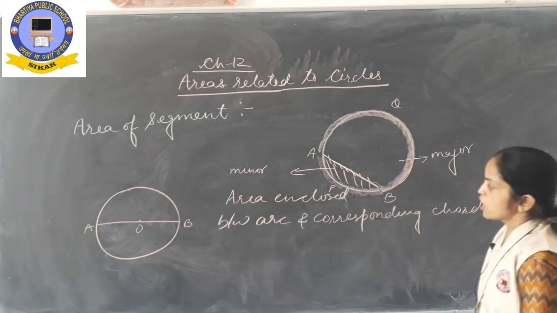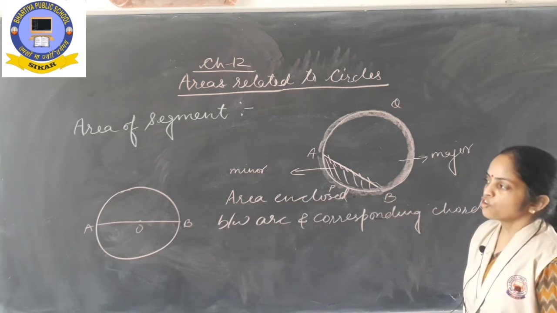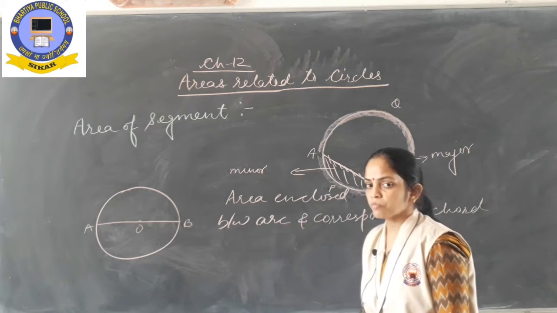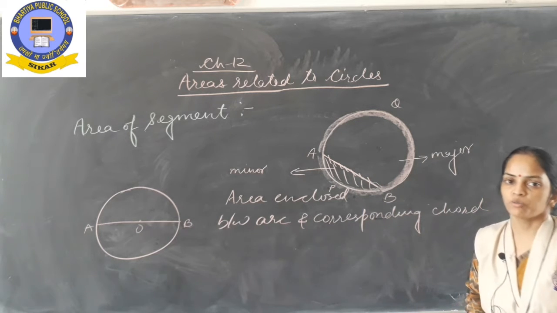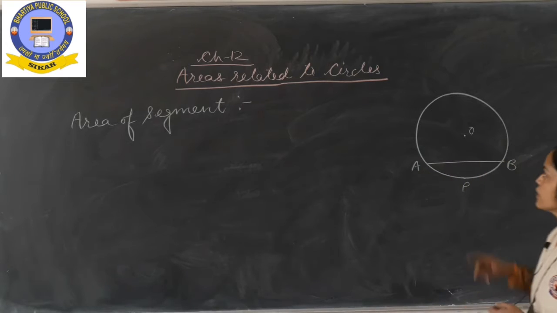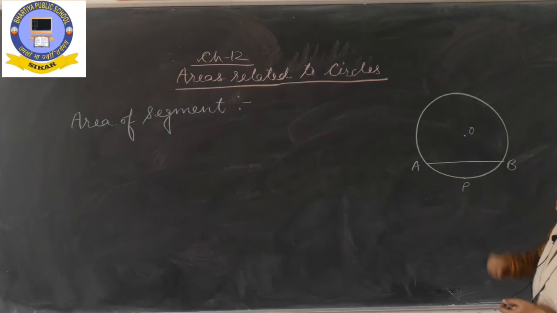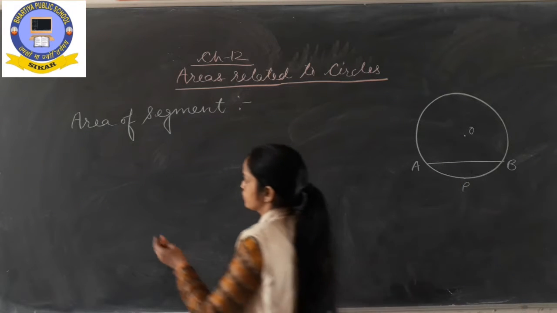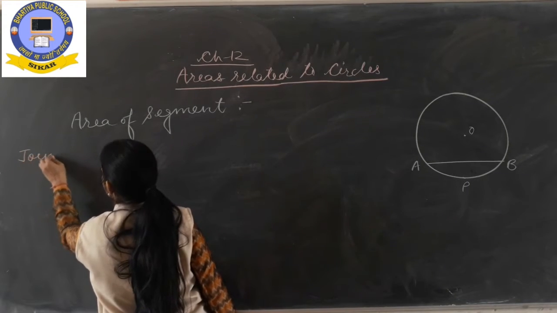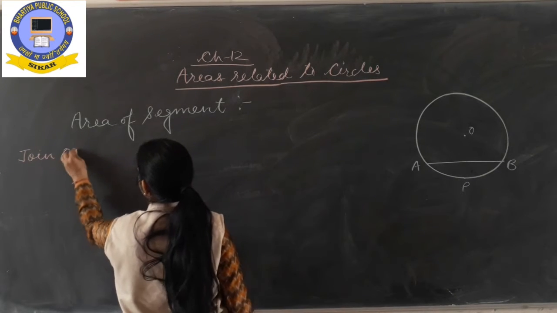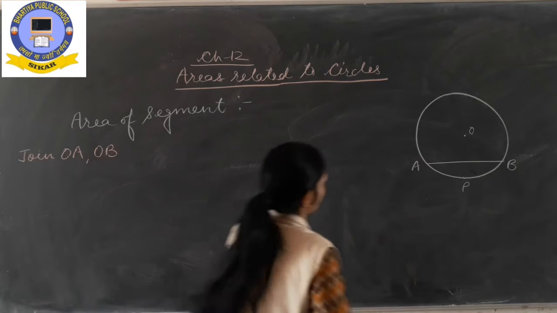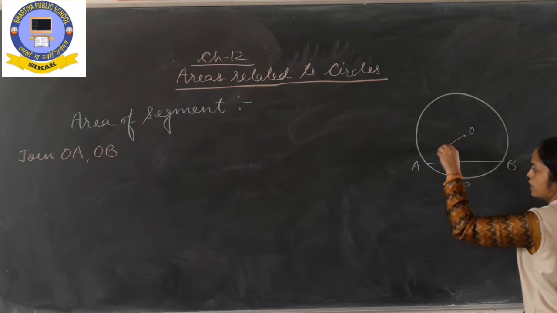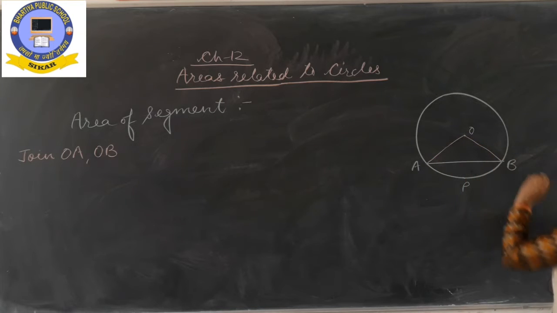Now we will study how to derive the formula for area of segment. So let us proceed further with the area of segment formula. Now see, a circle is given with center O and chord AB. We need to find out the area of segment APB. For finding its area, we will do a construction. We will join radii OA and OB.